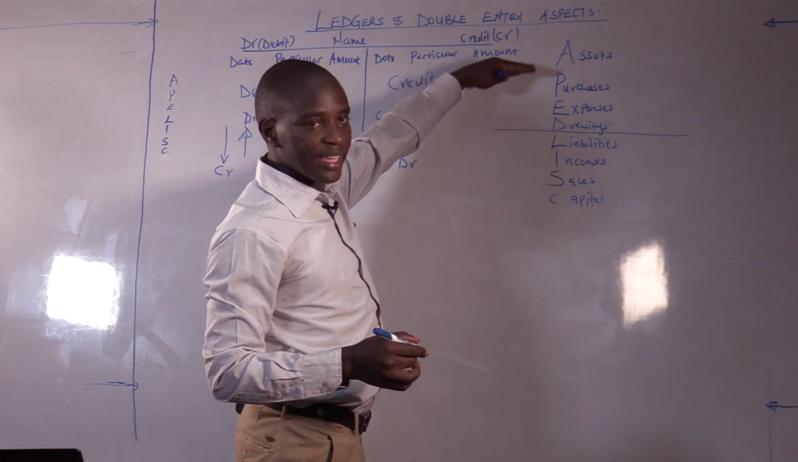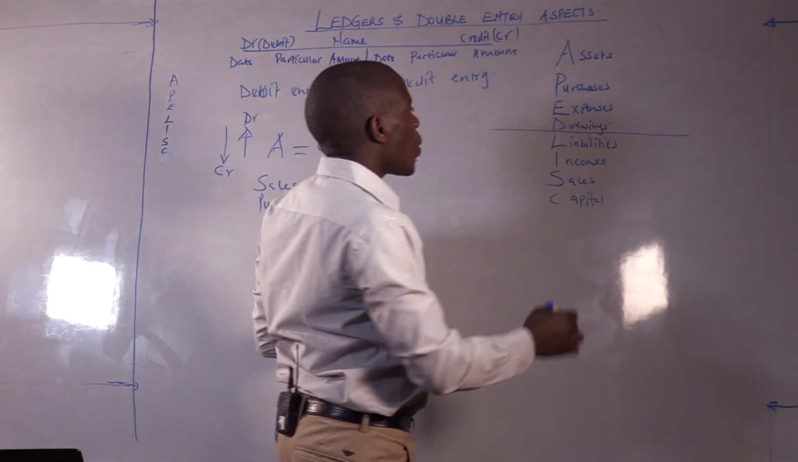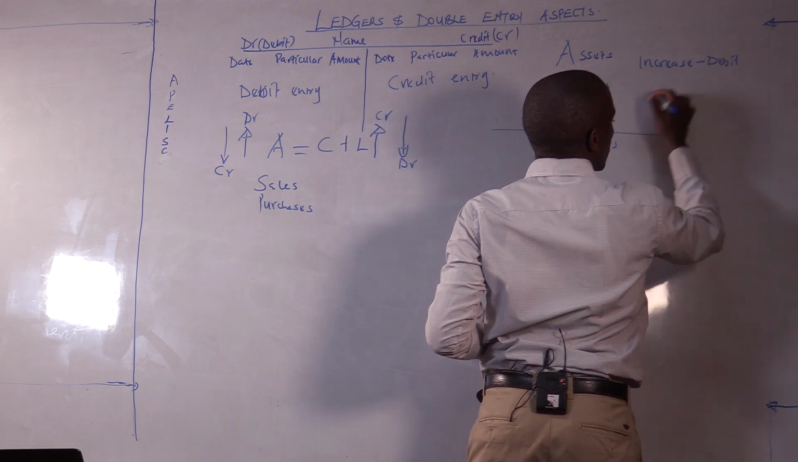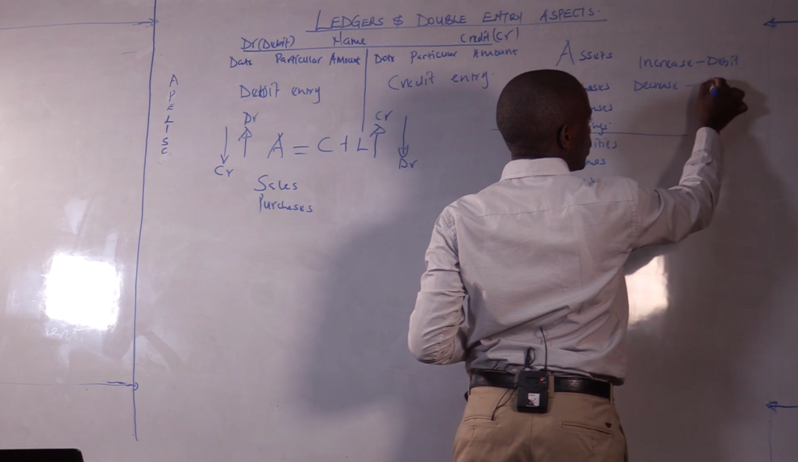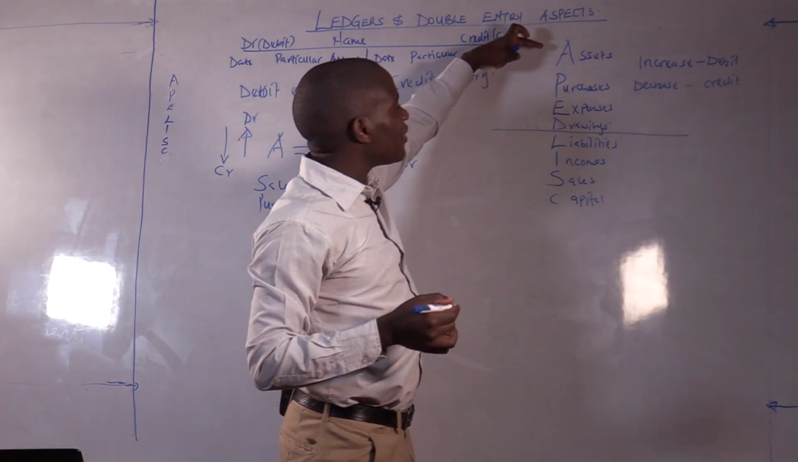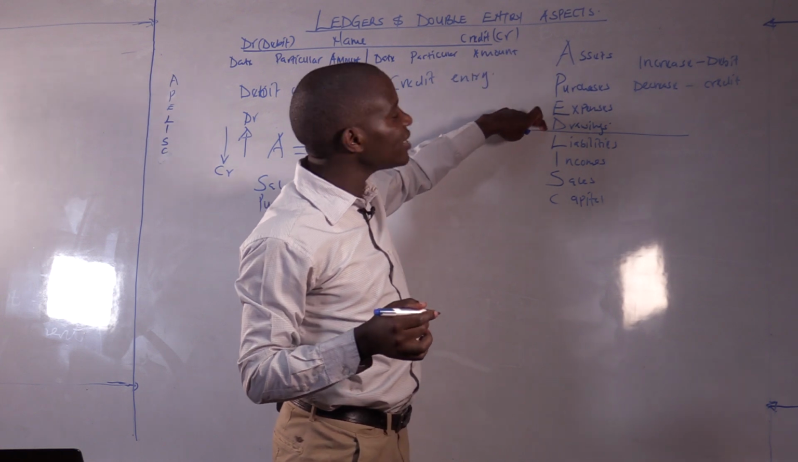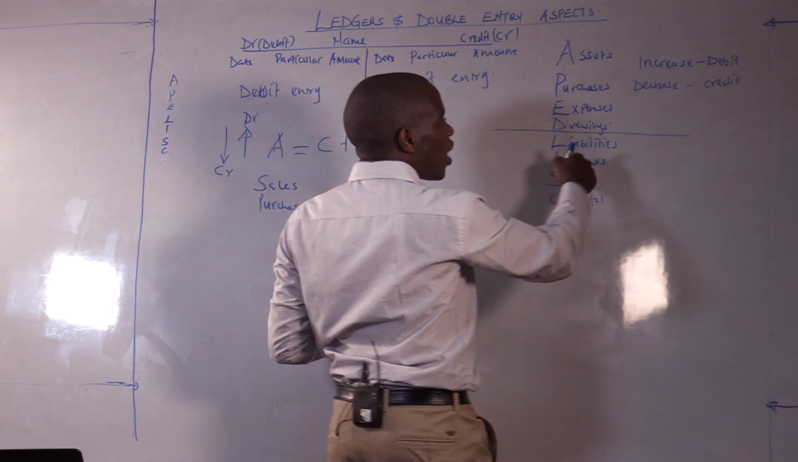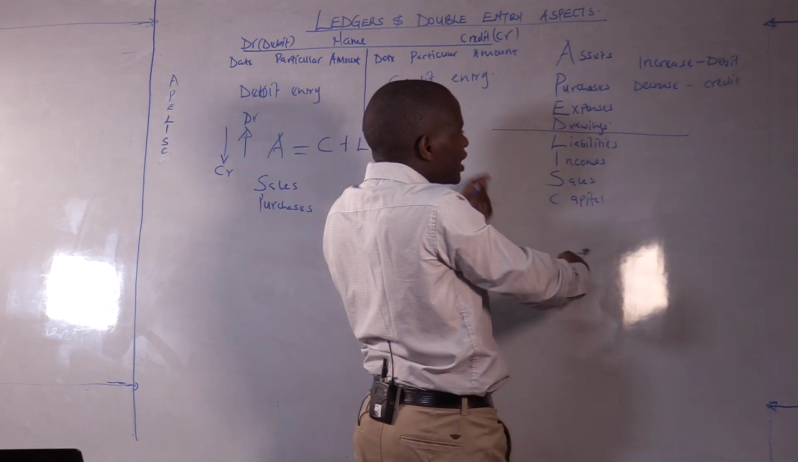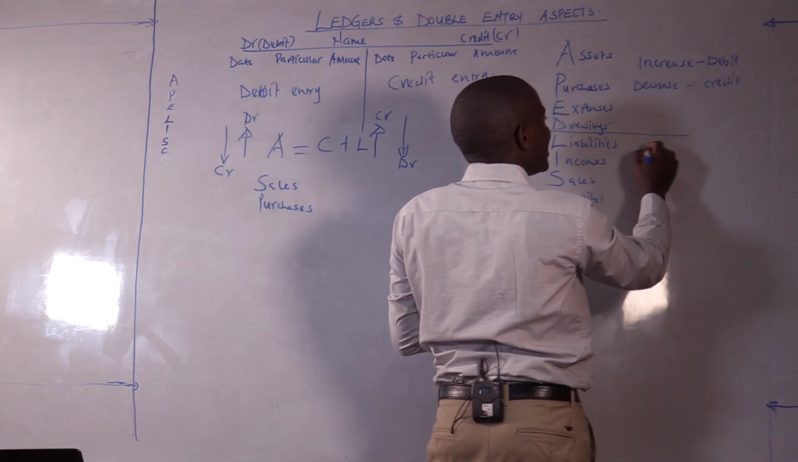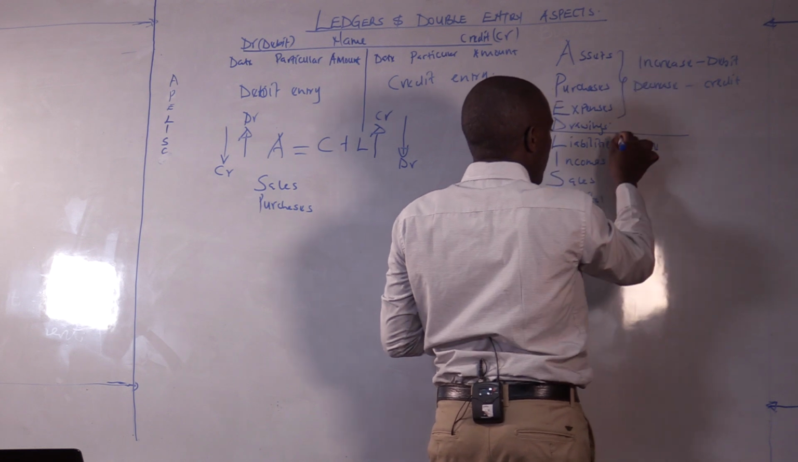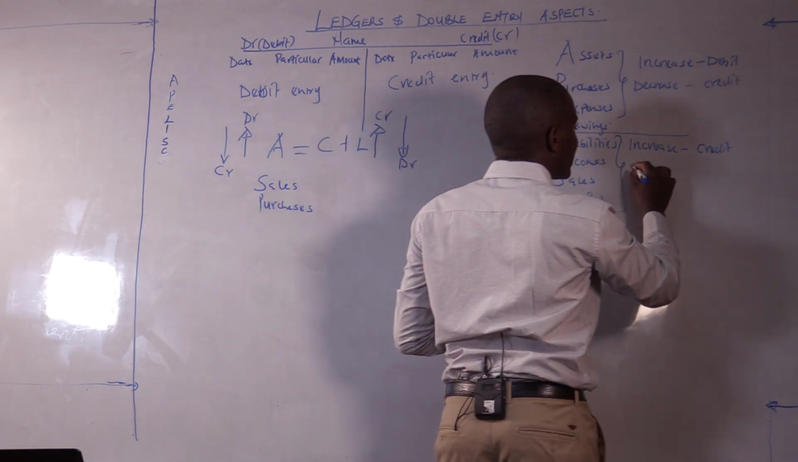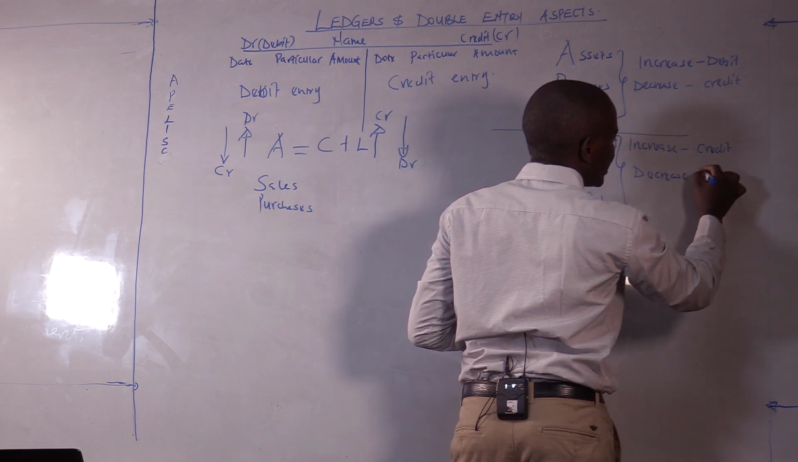So what happens in the upper section is that when they increase, we usually debit. When they decrease, we usually credit. That means if assets, purchases, expenses and drawings increase, we debit. When they decrease, we credit. Now the lower part is the inverse. Whenever they increase, we credit. That is the opposite of the above. When they decrease, we debit.